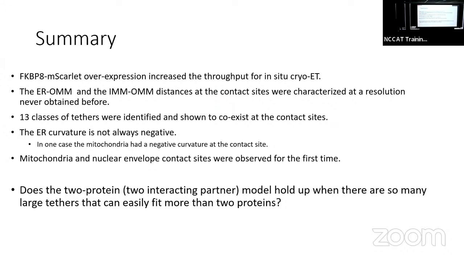During the process, we also saw some interesting stuff. Usually when people look at contact sites, ER has a negative curvature, like a cup, and mitochondria has a positive curvature. But we saw many different examples where it was either flat or mitochondria actually had a negative curvature. So there's some heterogeneity in that. We also saw some mitochondria nuclear envelope contact sites, which were pretty cool.